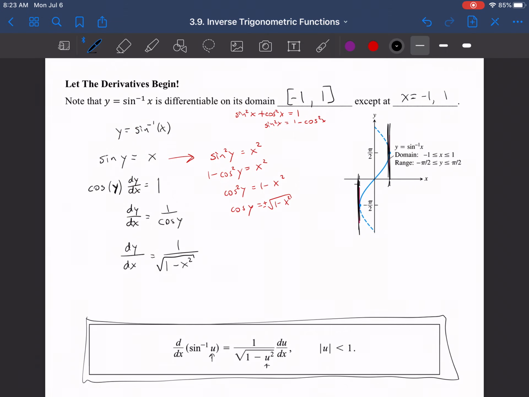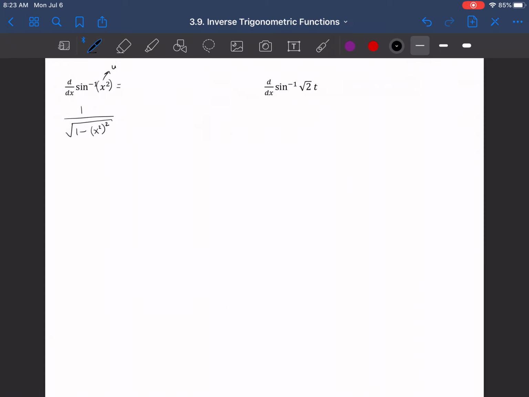And then we have to multiply it by du dx, so the derivative of our u value, so times the derivative of x squared, okay? And so this is 1 over the square root of 1 minus x squared squared, which is x to the 4th, times the derivative of x squared, which is just 2x, and then times the derivative of the x, which is dx, which is just 1. So I won't even bother writing it this time. So ultimately, our answer is 2x over the square root of 1 minus x to the 4th, okay? And that's what this one up here equals.